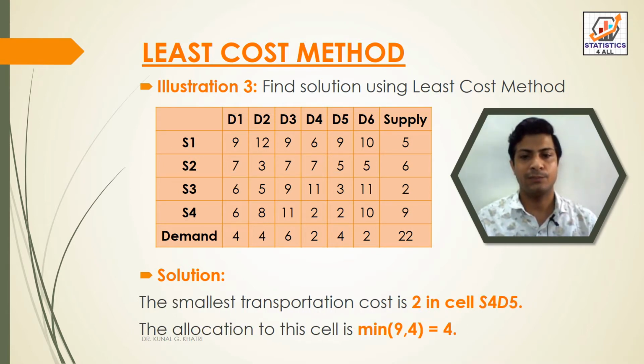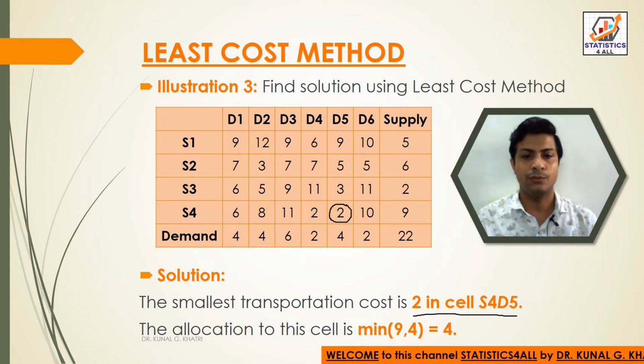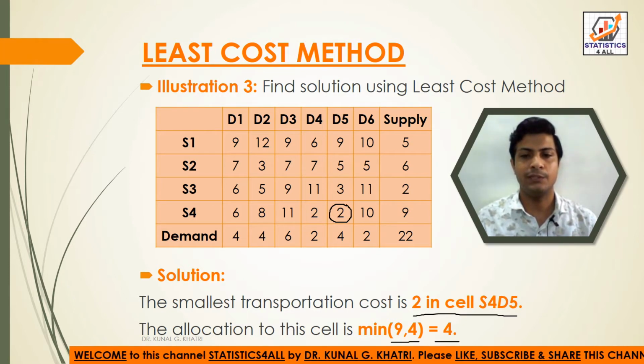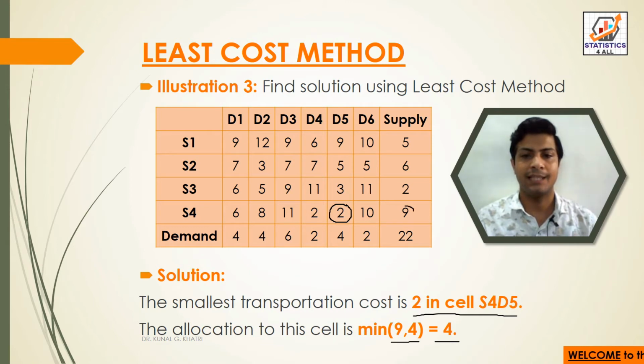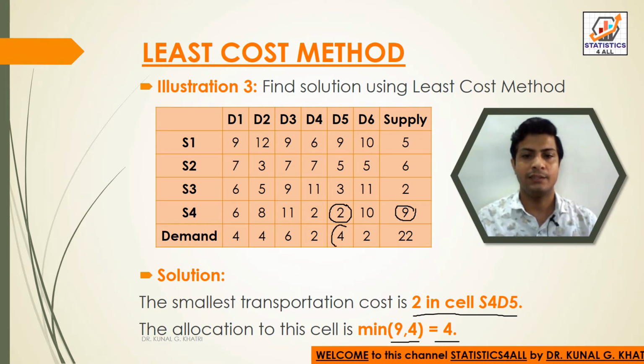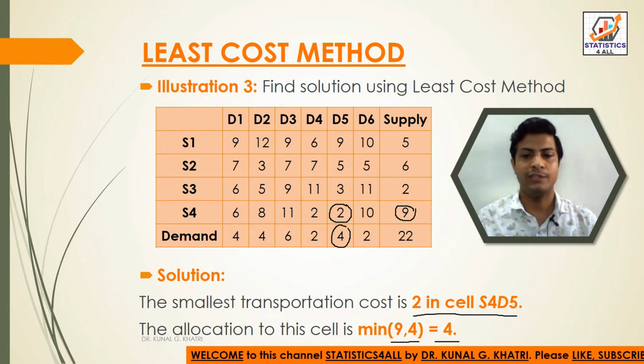Now the smallest transportation cost is 2 in cell S4D5, that is 4th row 5th column. Here we can see that it is the minimum, 2. The allocation of this cell is minimum of 9 and 4, where 4 is minimum. Here we can see that the supply is 9 in this row and the demand in this column is 4, where 4 is minimum.